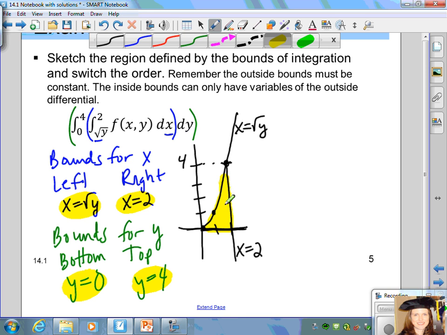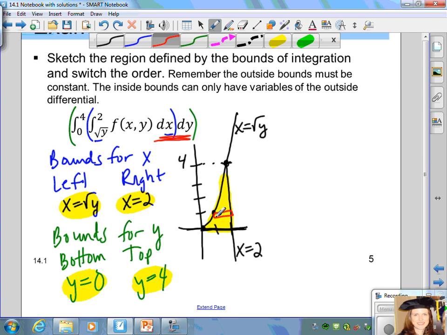You want to double check the bounds to make sure that this region on the left side of the region is x equals square root of y. On the right side of this region is x equals 2. The bottom of this region is y equals 0, and the top of this region is y equals 4. Again, the order of this differential here, dx dy, would have indicated a horizontal representative rectangle.